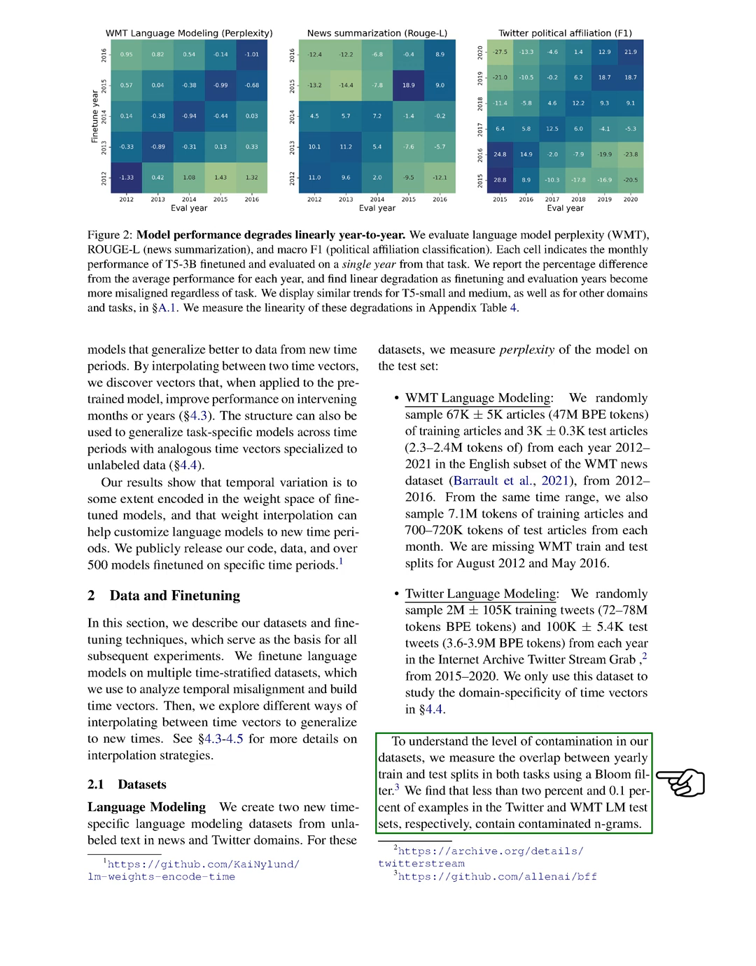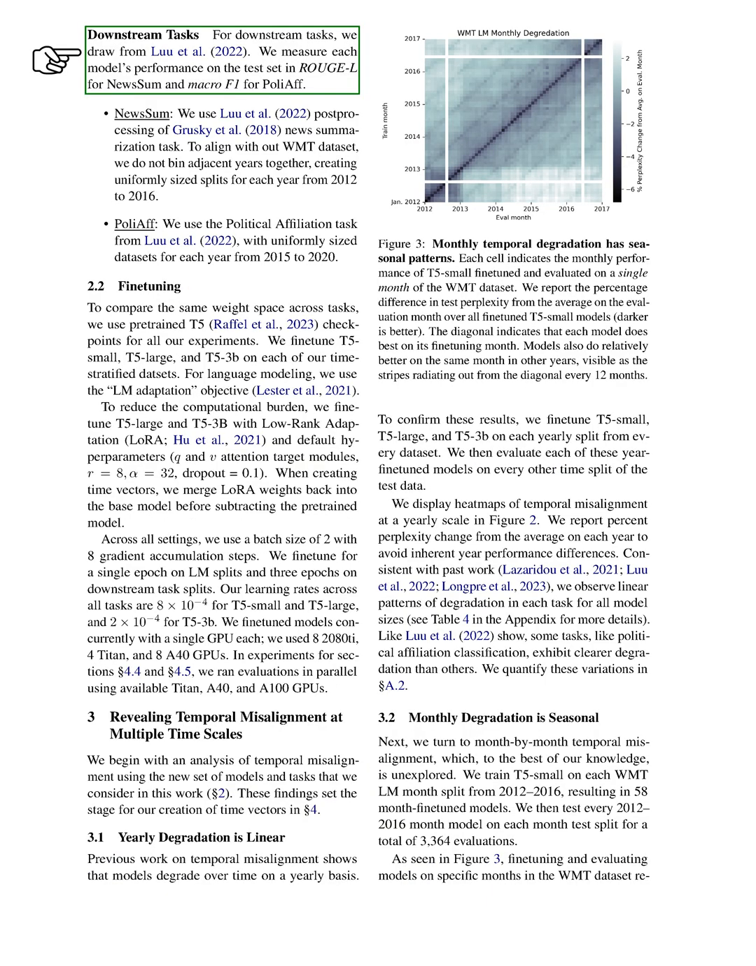We've sampled articles and tweets from different years and months, and we've also measured the overlap between yearly train and test splits in both tasks using a Bloom filter. We found that less than 2% and 0.1% of examples in the Twitter and WMTLM test sets, respectively, contain contaminated n-grams. For downstream tasks, we use the NewsSum and PolyAF tasks. We measure each model's performance on the test set in Rouge-L for NewsSum and macro F1 for PolyAF.